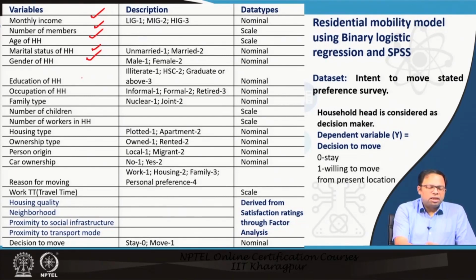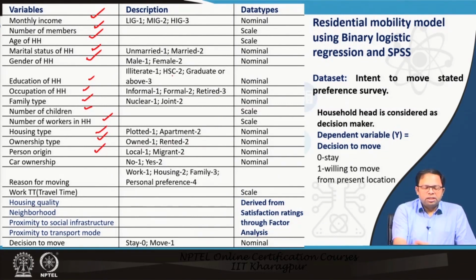Then we have also considered the education of the household head, the occupation of the household head, where he works or what he does, what his education level is, and family type, number of children in the family, number of workers in the household, housing type, ownership type, tenure, and person origin, that is, is he a migrant or not, so local or migrant. Ownership type you can see is owned or rented, housing type is plotted or apartment, family type is nuclear and joint.